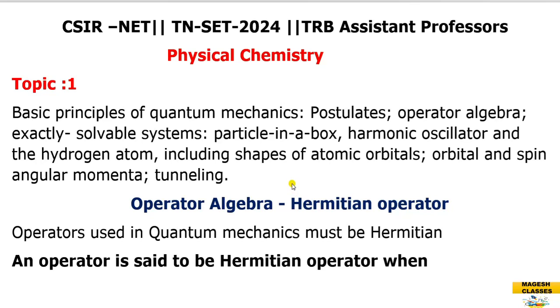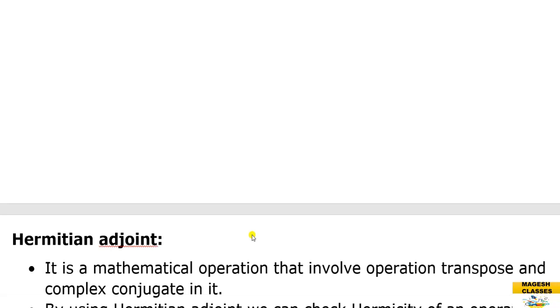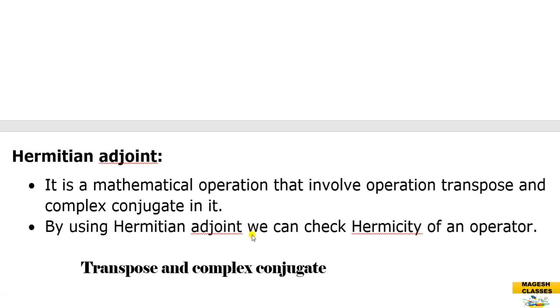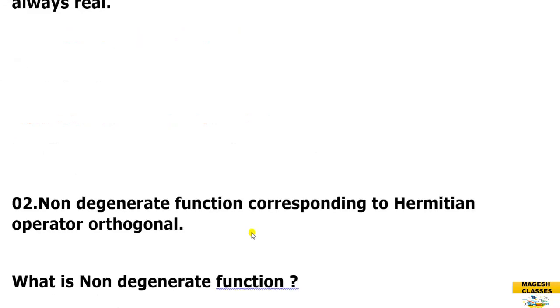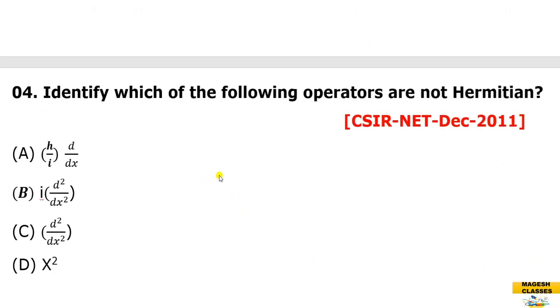In this presentation, we will discuss operator algebra, the Hermitian operator. In the previous video, we discussed the properties of operators and the commutator. This video consists of the Hermitian operator, properties of Hermitian operators, and some of the important operators, whether they are Hermitian or not. We will discuss some MCQs. Finally, we end with previous year questions, that is CSIR NET and SET questions. Let us move into the theory part.